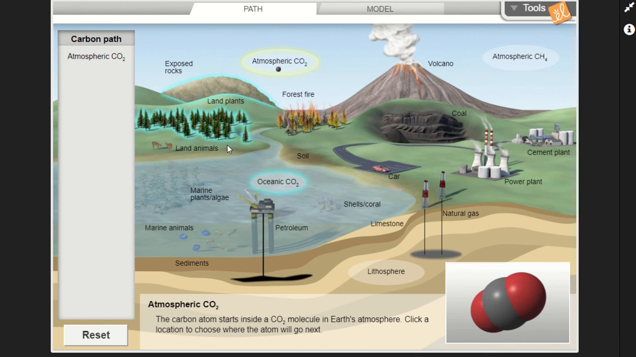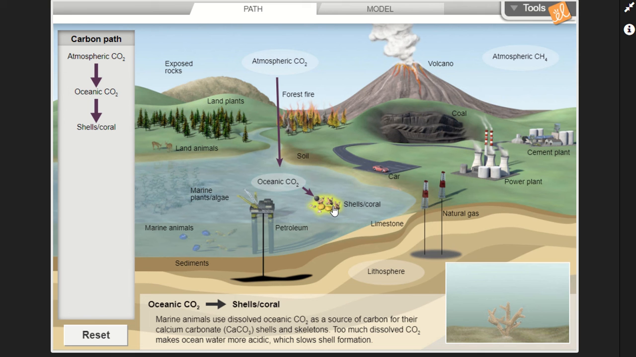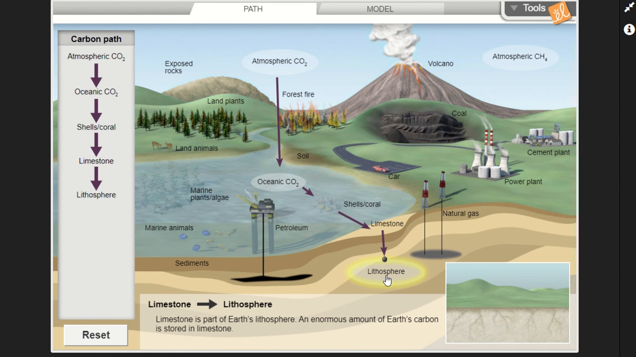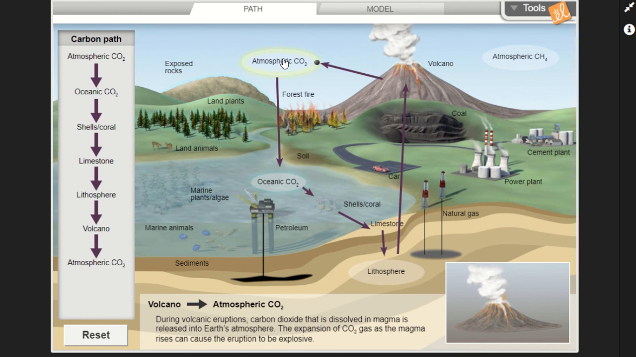So I'm going to clear out that. I'm going to say ocean, seashells, limestone, lithosphere, then I'm going to say volcano, and then I'm going to say atmosphere. So that's the other way you can do that one. That's how it would look.